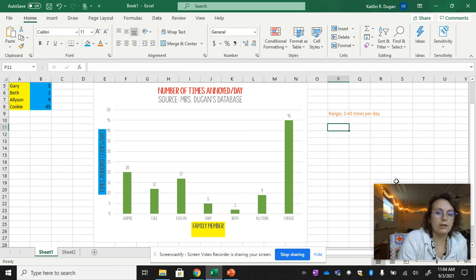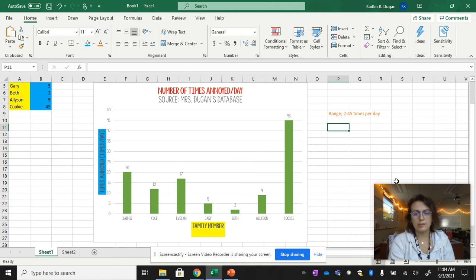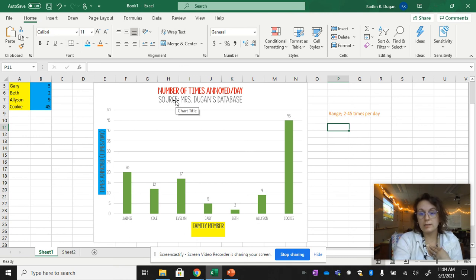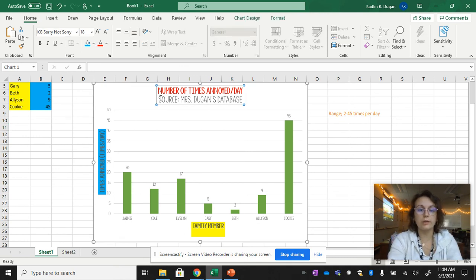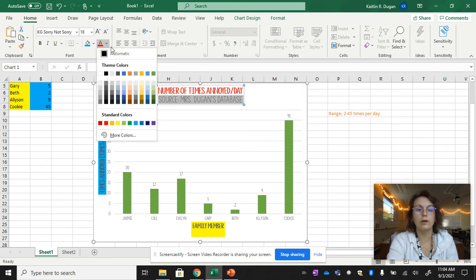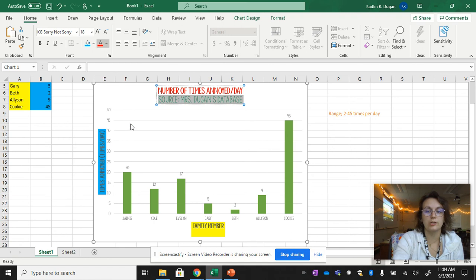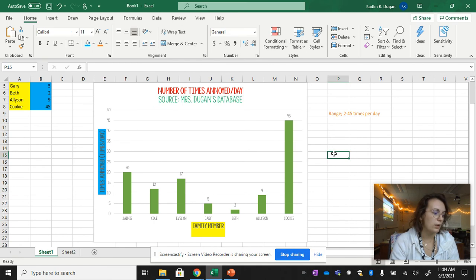Now we need to see what is the source. Is this a credible source? Now, since I collected this personally, the source is going to be Mrs. Dugan's database. So that's where we got all of our information. We'll put that in green.